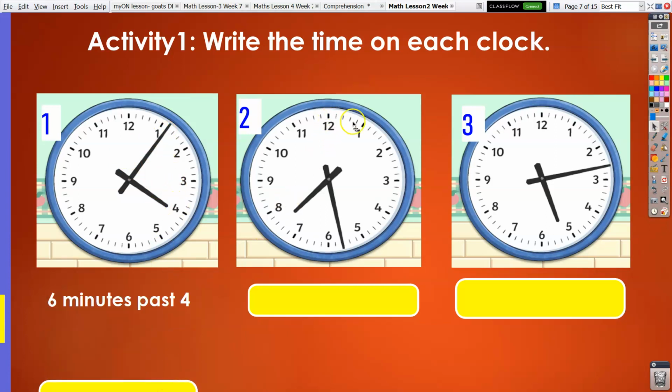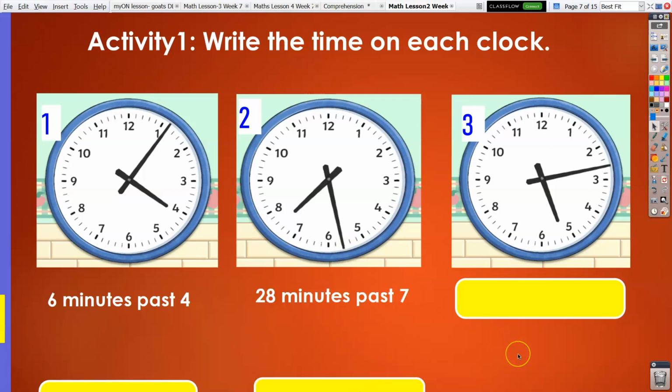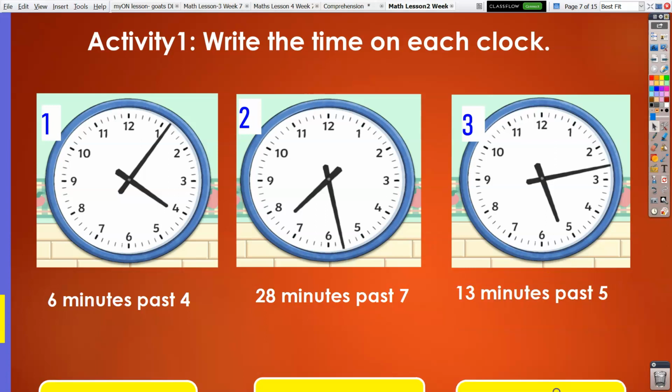Clock number 2, it is 21, 22. Okay, so it is 25, 26, 27, 28 minutes past 7. And for clock number 3, we have 5, 10, 11, 12, 13 minutes past 5. Are your answers correct? Well done.